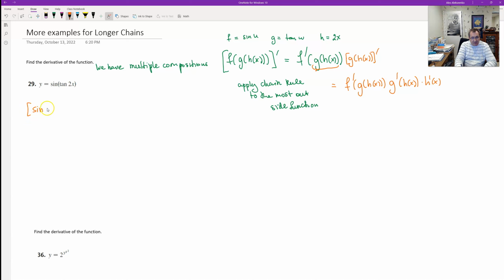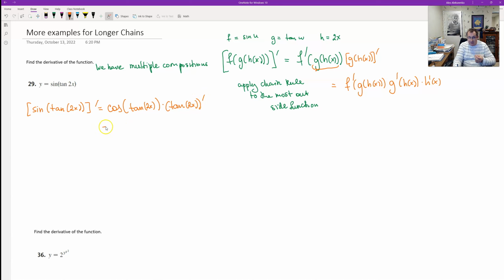We would like to evaluate the derivative of sine of tangent of 2x. The most outside function is sine. The derivative of sine is cosine. But the argument of cosine will be tangent of 2x. And then we will take that argument, like we take our nesting doll, apply the derivative to it, open it, take what's inside, put it next, and differentiate. So we will take our tangent of 2x and hit it with the derivative.